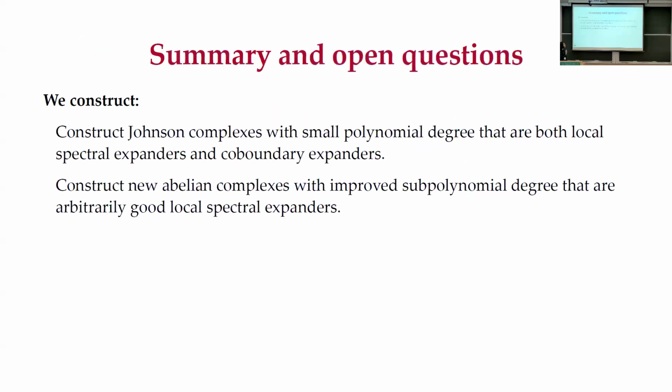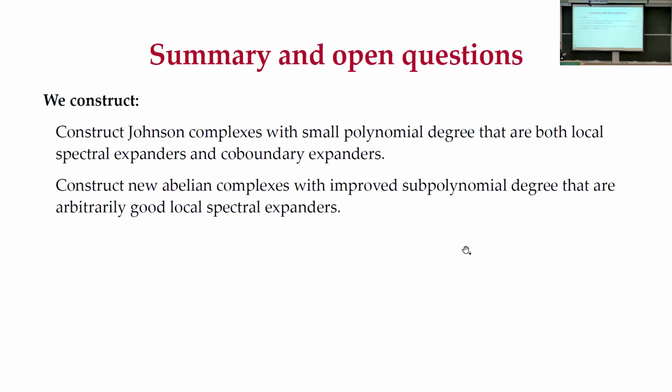So I'll just summarize now. In this talk, I talked about two constructions. The first is the Johnson complex. The Johnson complex is both a local spectral expander and a co-boundary expander, and has small polynomial degree, so not bounded degree at all. I also talked about a new Abelian complex construction inspired by the Golowich complex, which improves the degree to sub-polynomial and can achieve arbitrarily good local spectral expansion. This is sub-polynomial, so still far from bounded degree.